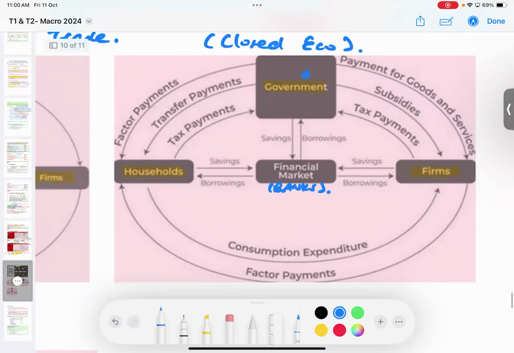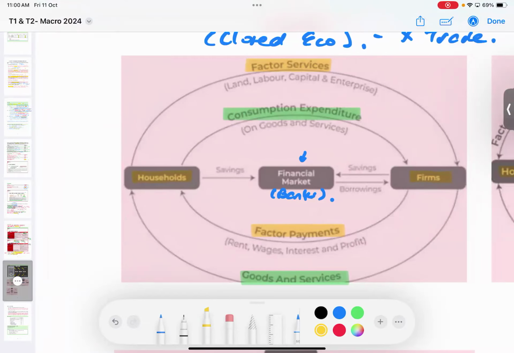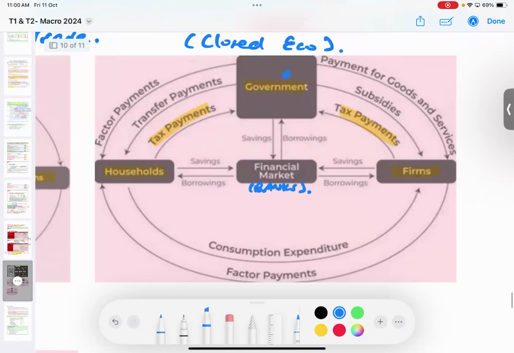But what's different here is household and firms will pay tax payments to the government. We pay taxes. When we pay taxes, this is money that's not being spent in the economy. Like just now in the 2 sector, we spend on goods and services, but whatever is not spent, we save in the banks. So savings are money that's not being spent in the economy. Here same thing: savings are money not being spent in the economy. At the same time, tax payments are also money not being spent in the economy.